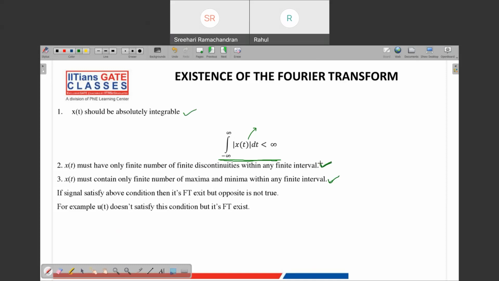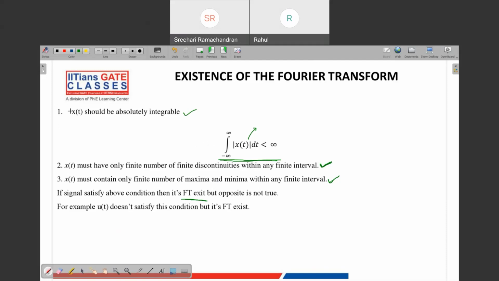If these three criteria are satisfied by a particular signal, for that signal we can definitely find the Fourier transform. But if the signal is not satisfying any one of these criteria, in that case we may or may not be able to find it. In some cases we may be able to, in some cases we may not be. So if the signal satisfies these three criteria, then the Fourier transform exists. But if it does not satisfy them, it doesn't mean that the Fourier transform will not exist. It means that it may or may not exist.